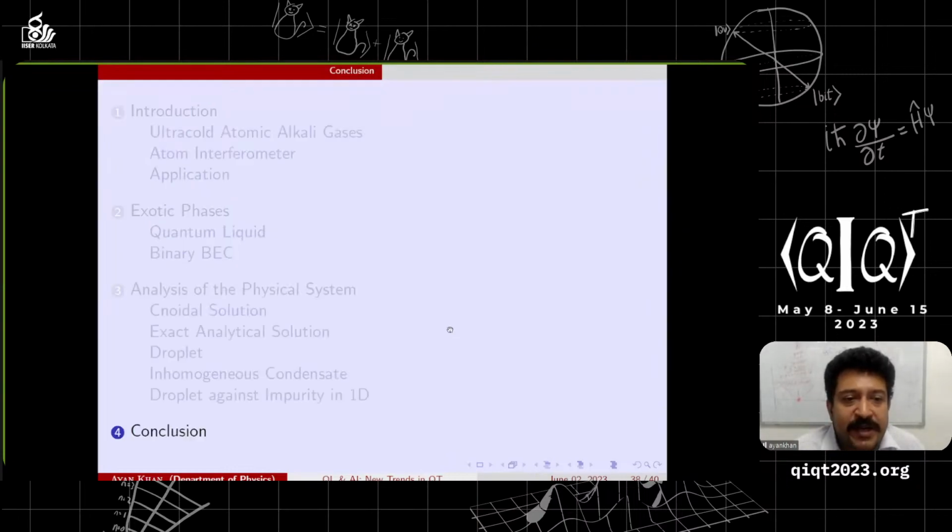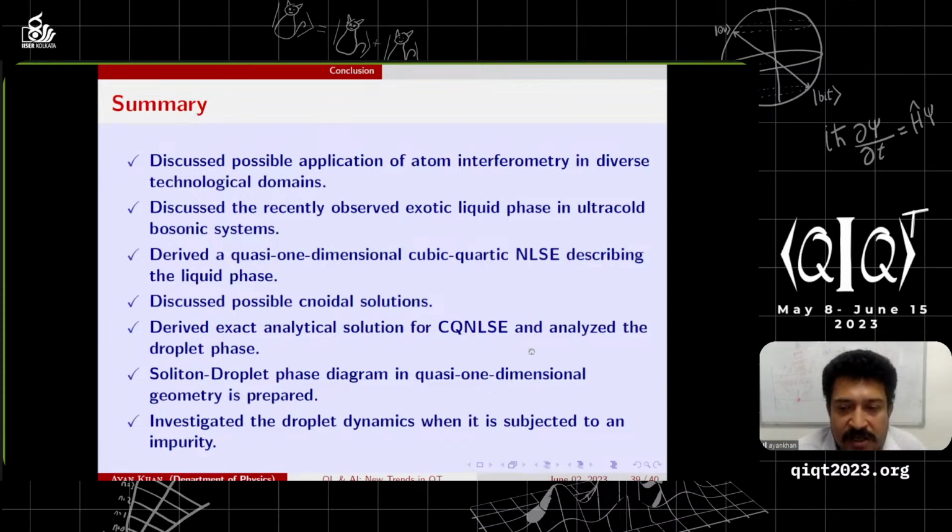So now let us summarize in general what we have discussed till now. We discussed the possible application of atomic interferometry in diverse technological domains, discussed the recently observed exotic liquid phase in ultra-cold bosonic systems, derived the quasi one-dimensional cubic-quartic NLSE describing the liquid phase, discussed possible conoidal solutions, derived an exact analytical solution for the CQ NLSE, and analyzed the droplet phase. The soliton droplet phase diagram in quasi one-dimensional geometry was also prepared, and we investigated the droplet dynamics when it is subjected to an impurity.